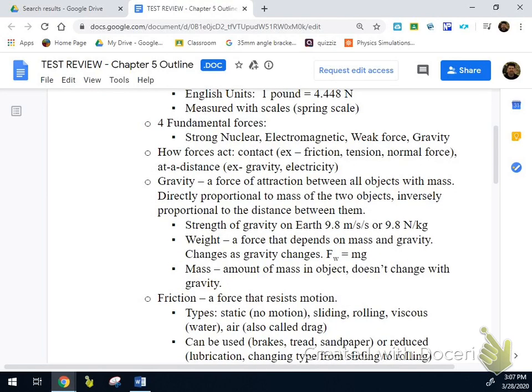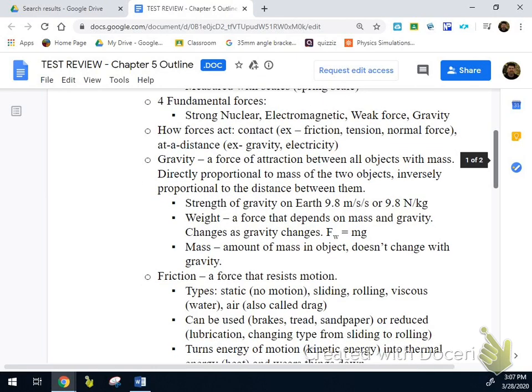We finished up the first section of the chapter with measuring and using spring scales. We graphed the data and determined the pull of gravity. Next thing we looked at was the four fundamental forces. Those were the strong nuclear, electromagnetic, weak force, and gravity, and they are written there basically for you in order. The strong nuclear force is obviously the strongest one. Gravity is the weakest one.